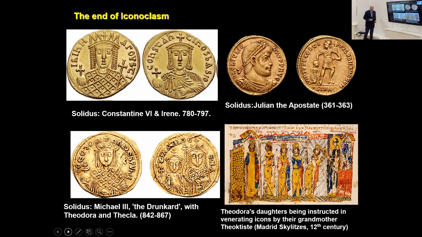Anyway, Irene is back in favor of icons, and she wants to reintroduce them, having got rid of her son. But when she's overthrown, there's another regime bringing iconoclasm back in, and icons get destroyed again. So there's just a short period where Irene brings the icons back. But it's another woman who brings back the icons, and that is Theodora down here. And Theodora, I put this in, it's very naughty really, with her son, Michael III the Drunkard. Poor old Michael. But Michael, we'll see, was actually also in favor of bringing back the icons.